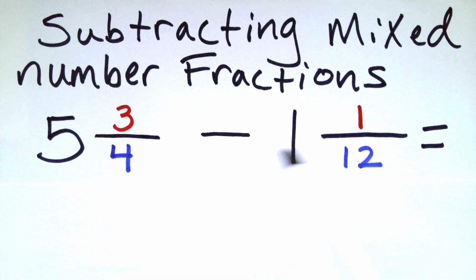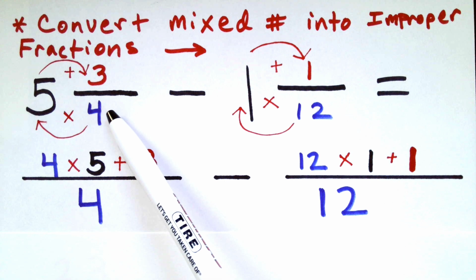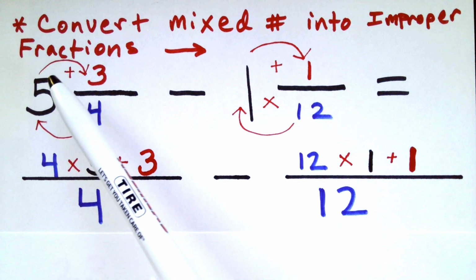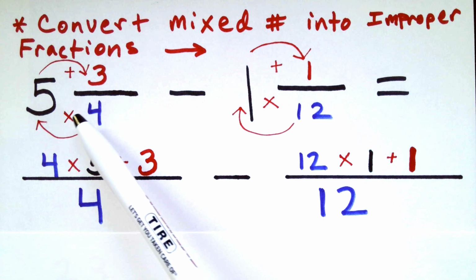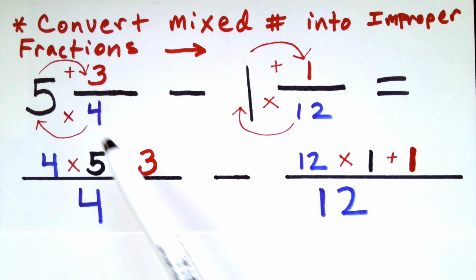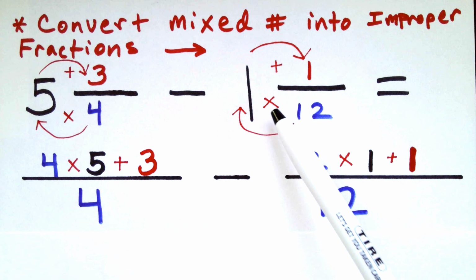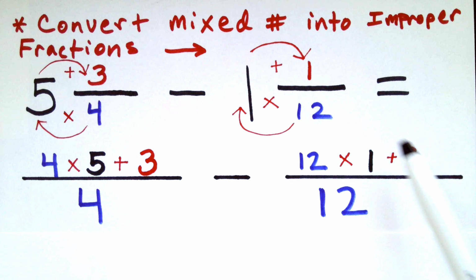Let's convert these mixed numbers into improper fractions and take this step by step. All right, so I'm following the formula. We take our denominator, multiply it times the whole number. The product you add to the numerator, the top part of the fraction, 3. So 4 times 5, add the 3 to that product, all over the original denominator of 4. Minus, 12 times 1, add the 1 to your product, all over the value of 12.